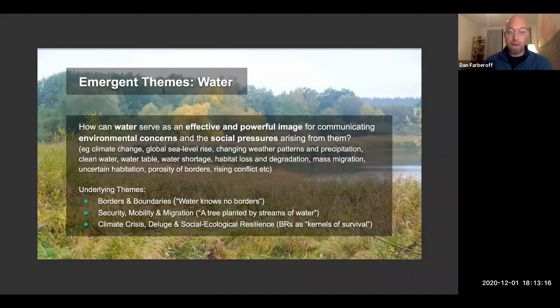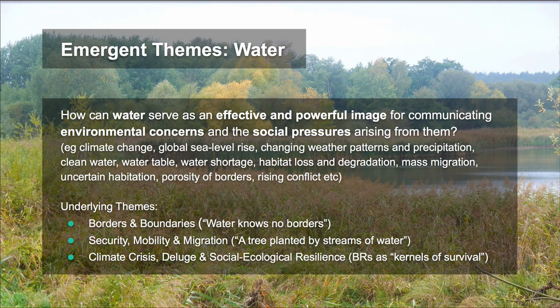These range from climate change, global sea level rise, and changing weather patterns, to habitat loss and migration, border porosity, and rising conflict. So it can cover a very broad range of topics, and we have some underlying themes that we want to focus on. One is borders and boundaries. Then there's the issue of security, mobility, and migration.